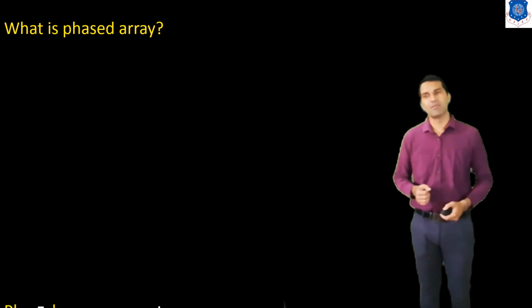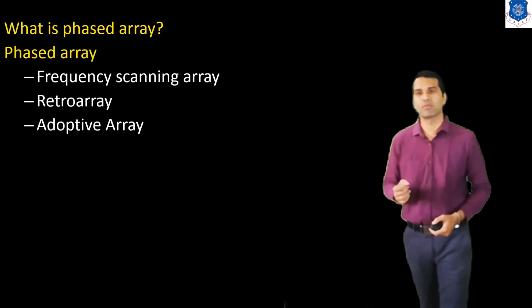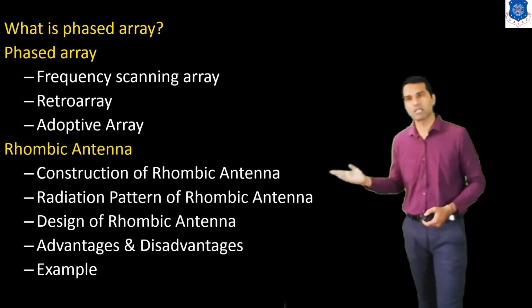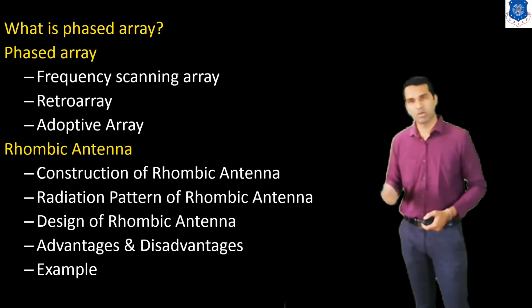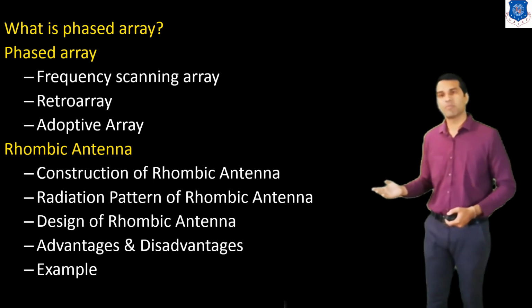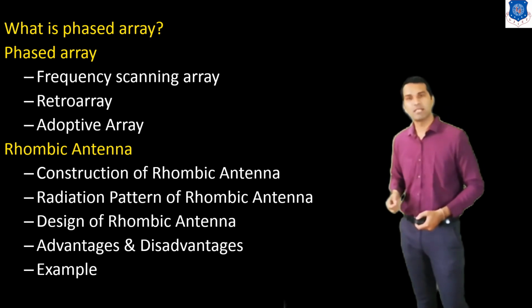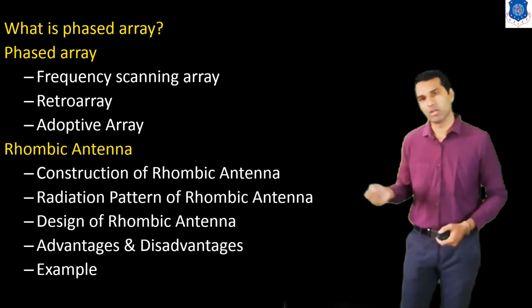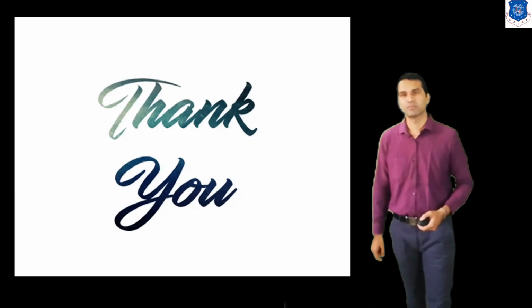So in this lecture, we discussed the phased array. In this, we discussed the frequency scanning array, retro array, and adaptive array. Then we discussed the rhombic antenna. In the rhombic antenna, we discussed the construction of the rhombic antenna, radiation pattern of the rhombic antenna, design of the rhombic antenna, advantages and disadvantages of the rhombic antenna, and last we calculated one example based on the rhombic antenna. Thank you.